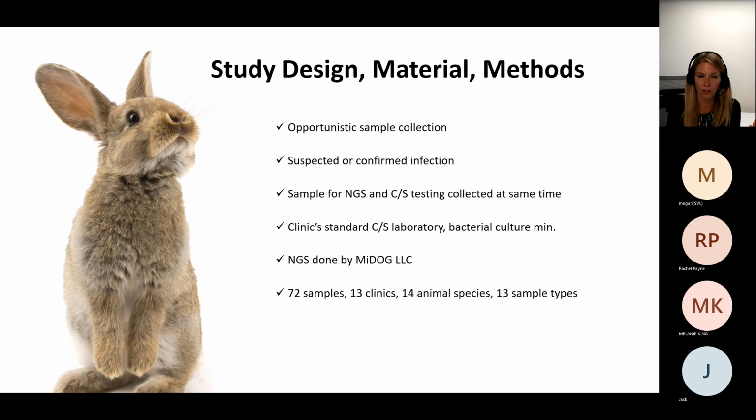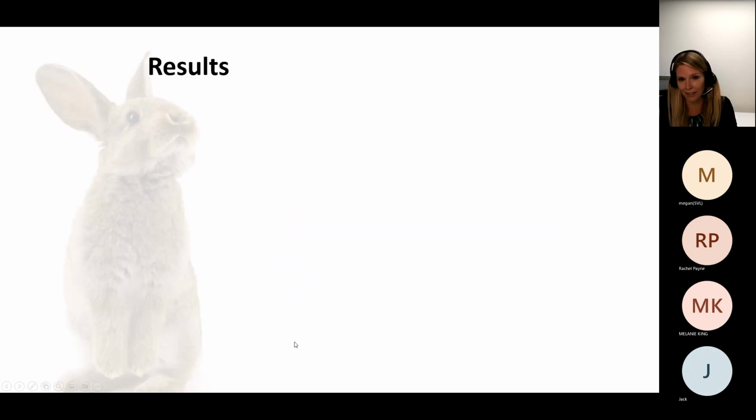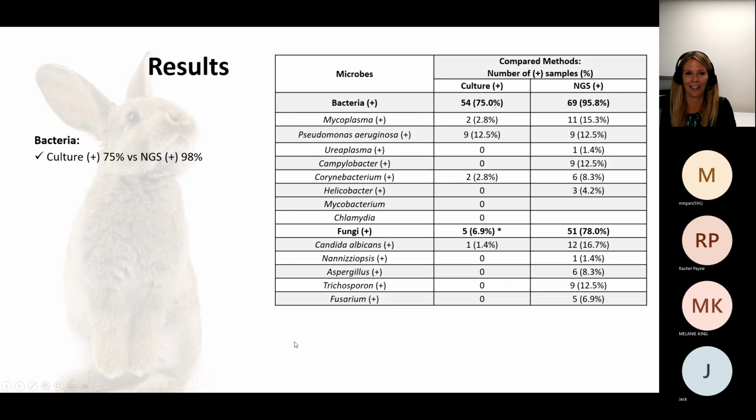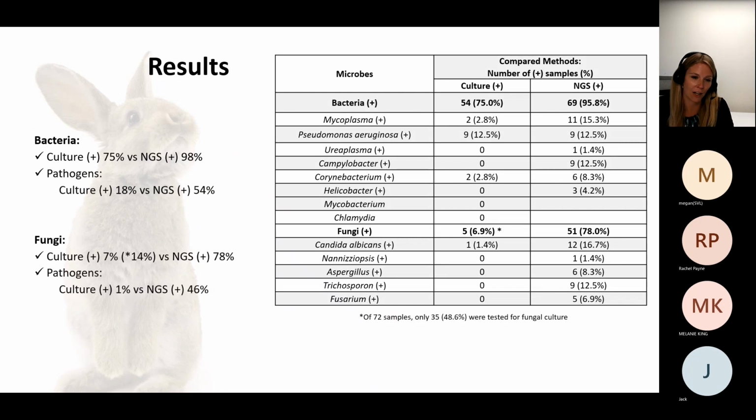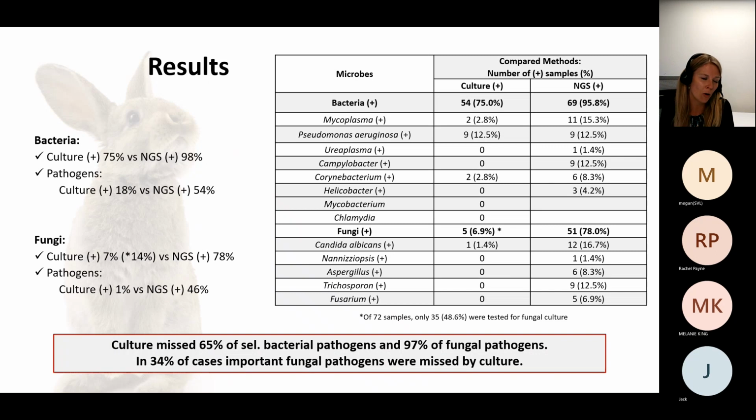And that a sample was collected at the same time for their traditional culture and sensitivity testing and for NGS testing, so not a week or a month apart. And then we just looked at what kind of results we would find. I'm biased. I will definitely say that I know molecular testing is more comprehensive than culture, but just by how many pathogens were missed by culture, I was a bit shocked as well.